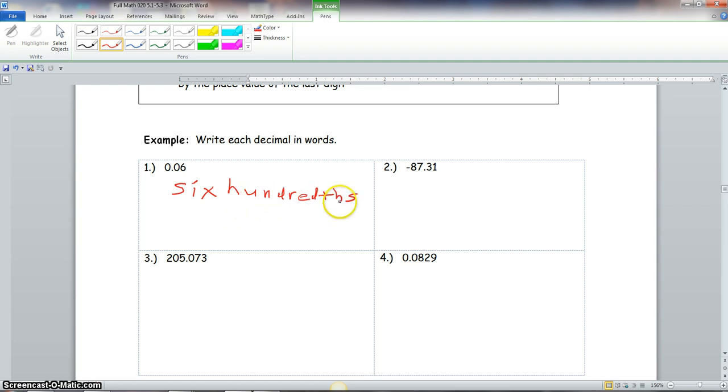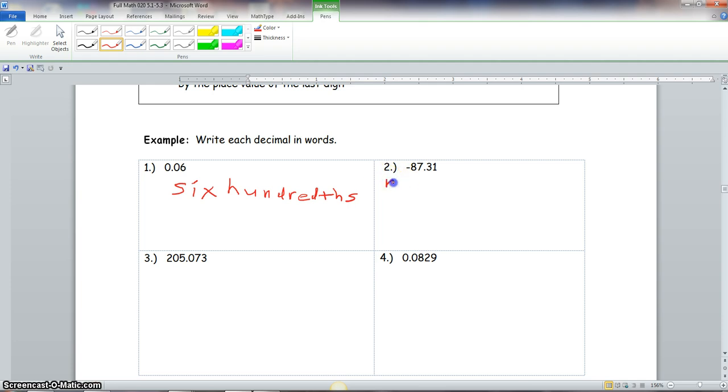Now remember, it's very important that you put the THS at the end. That signifies that it's behind the decimal. Now we look here at number 2. Number 2, we have negative 87, then we have our decimal, and 31. Okay, so first, let's write this out.